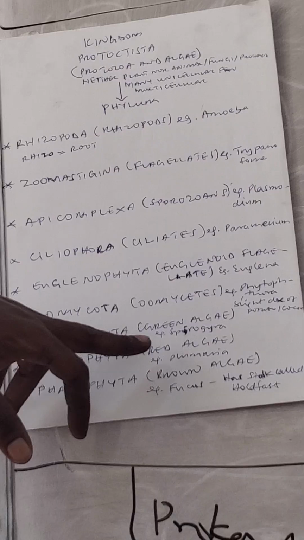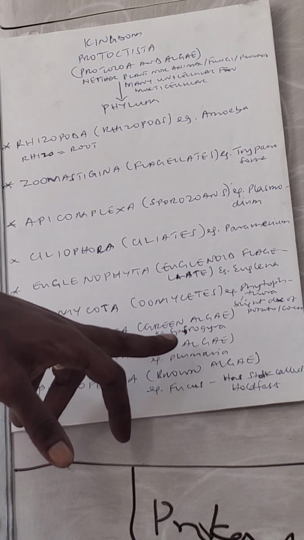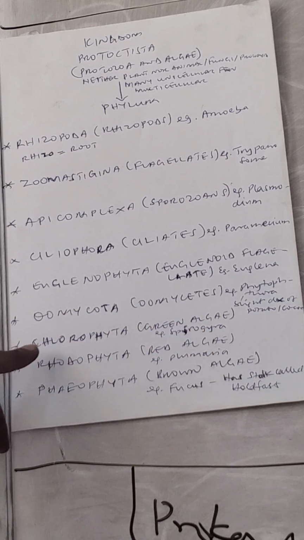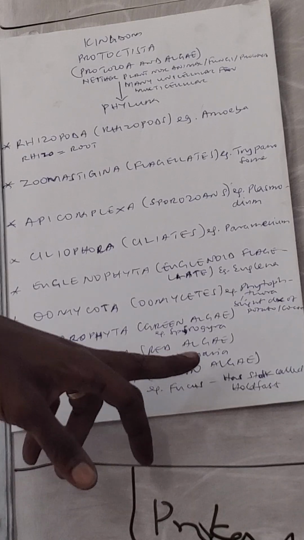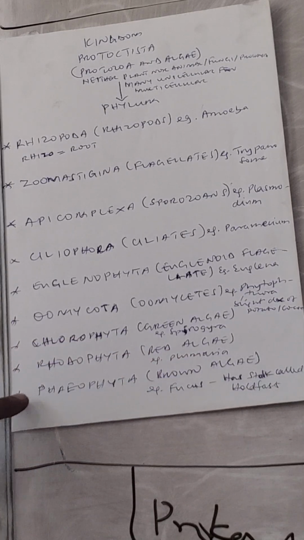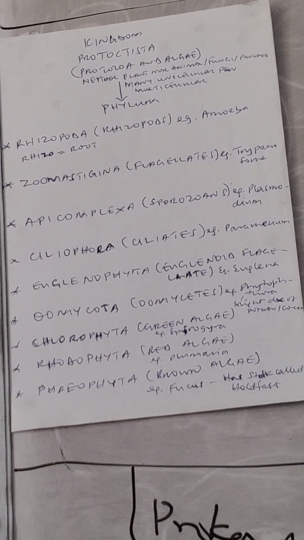Then we have the Chlorophyta. The Chlorophyta is the green algae, or the spirogyra, okay? Then we have the Rhodophyta as a red algae, as a plumaria, for example. Then we have the Phaeophyta as a brown algae, as a fucus, okay? This has a stalk called the holdfast, okay? So this is just the diagram. You can look at the diagram, keep them all, okay?